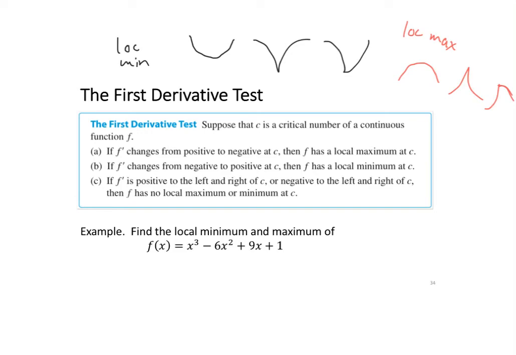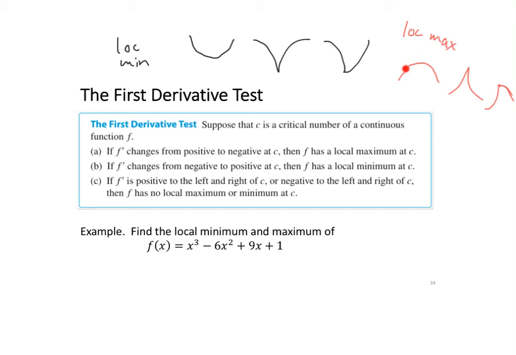Let's read what the first derivative tells us about how to determine a local maximum and a local minimum. We have that c is a critical number of a continuous function f. Critical number means the derivative is equal to 0 or the derivative doesn't exist at that point, and that's reflected in these various images. If f prime changes from positive to negative at c, that means f has a local maximum at c. Let's look at these local max images.